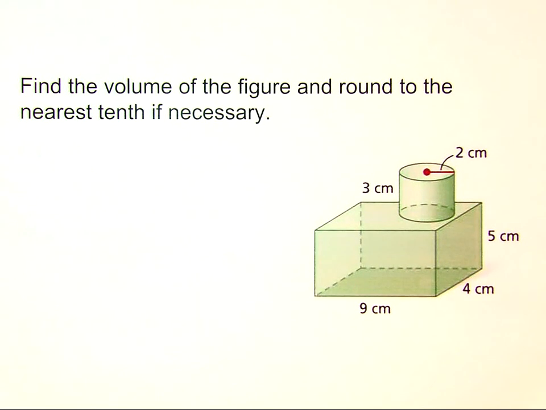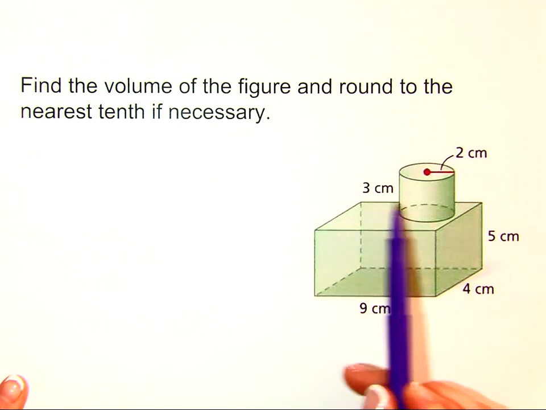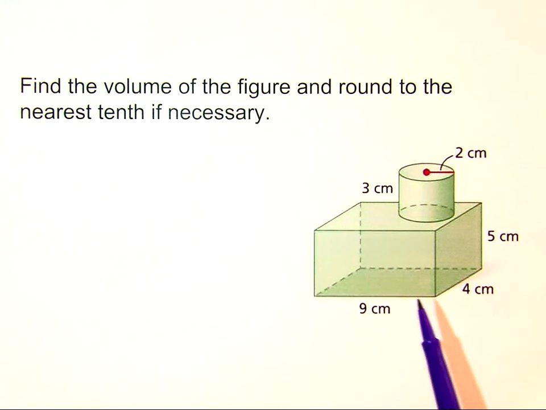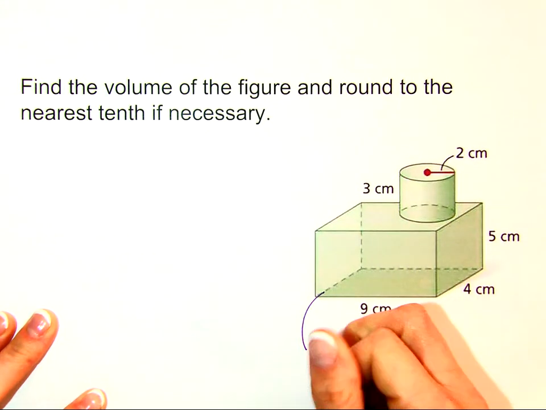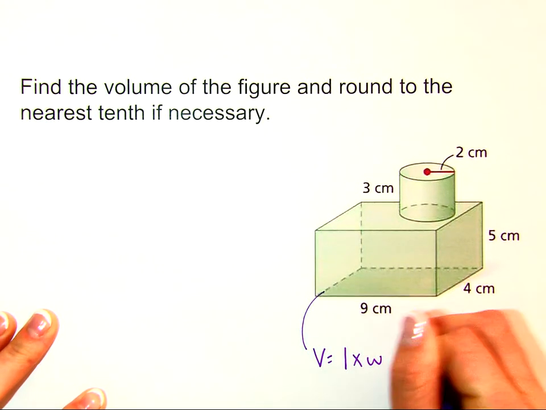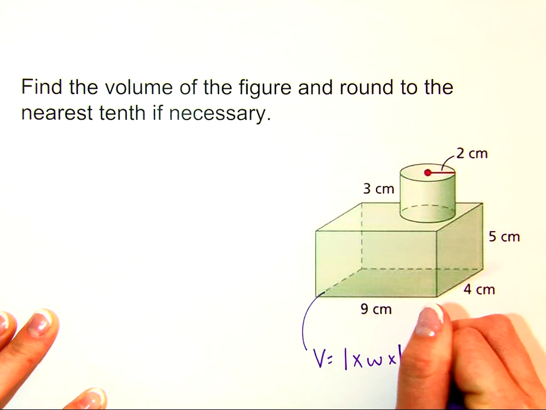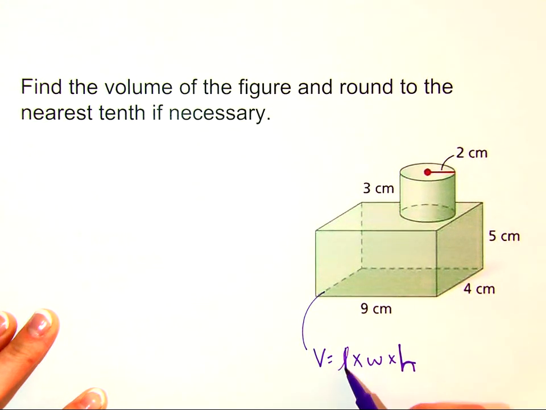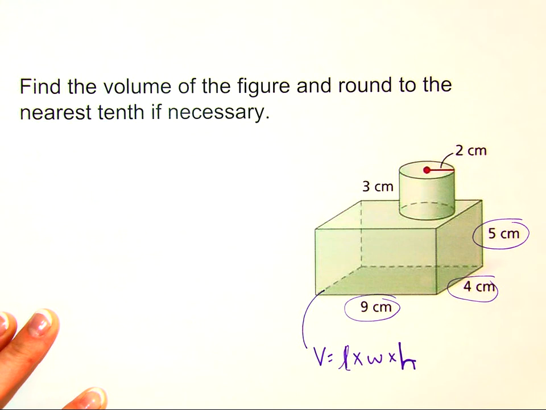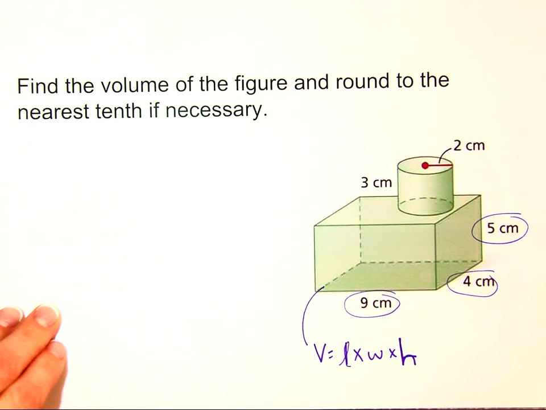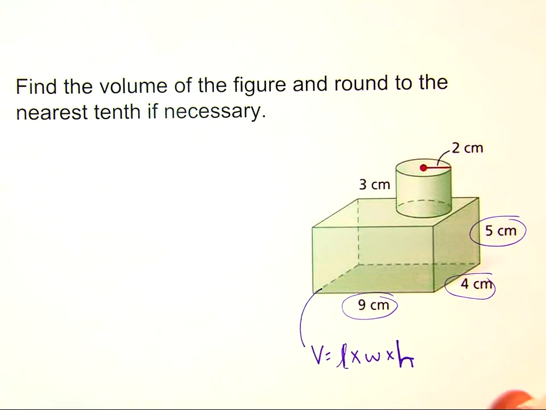Oftentimes in composite figures, we will see a rectangular box, also known as a rectangular prism. We've seen them earlier this year when we were learning about the Pythagorean theorem. However, you haven't learned how to find the volume of it, but it's really simple. I'm just going to give you a hint that the volume for a rectangular prism is length times width times height. So you just take the three measurements of the rectangular prism and multiply them together, and that gives you the volume. Okay? So find the composite volume of this shape.